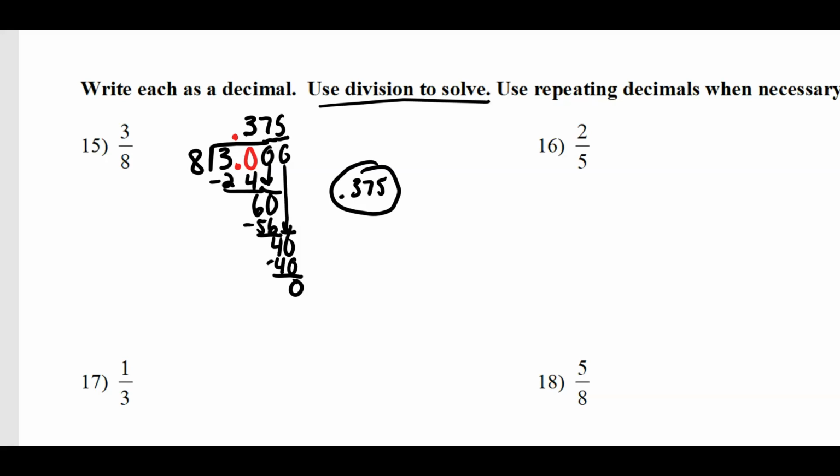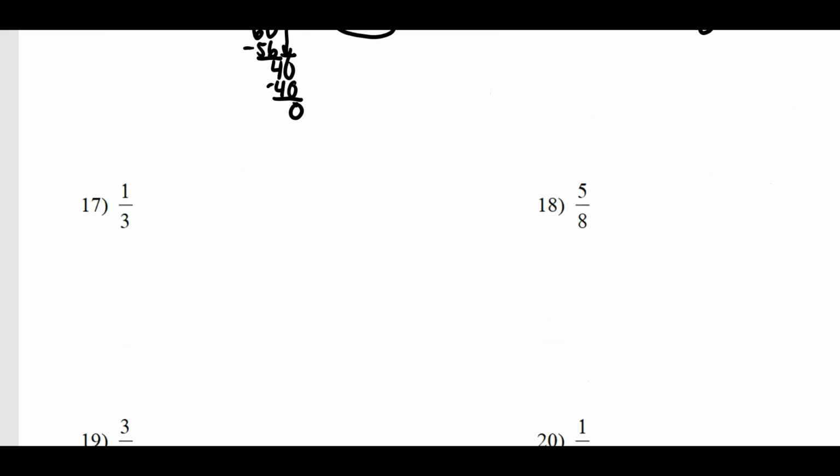Let's try another one. 2/5. 5 into 2. 5 doesn't go into 2, so that's again where the decimal comes into play. 5 can go into 20 exactly 4 times. There's nothing left over, and so that's why 2/5 is equal to 0.4. They're the same thing. All right, let's try one last one.